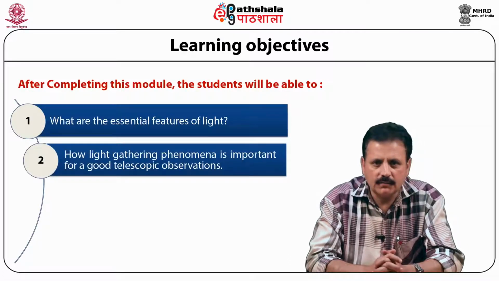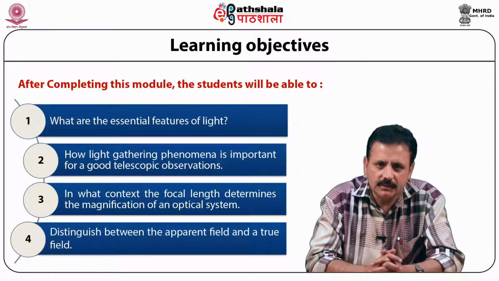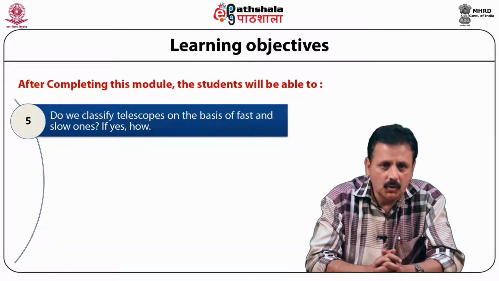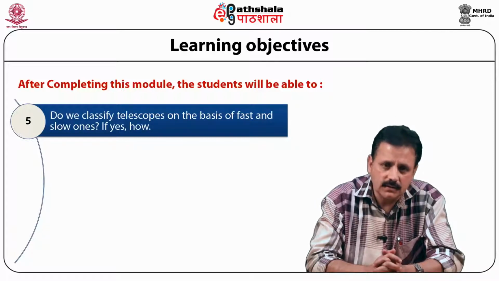How is the light gathering phenomenon important for good telescopic observations? In what context does the focal length determine the magnification of an optical system? To distinguish between the apparent field and a true field. Do we classify telescopes on the basis of fast and slow ones? If yes, then how can we do it?